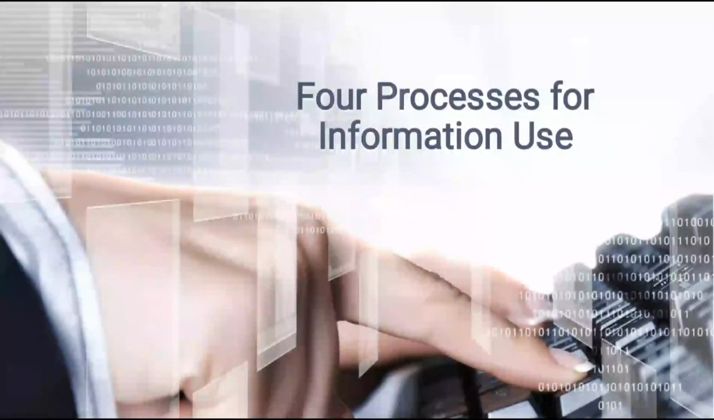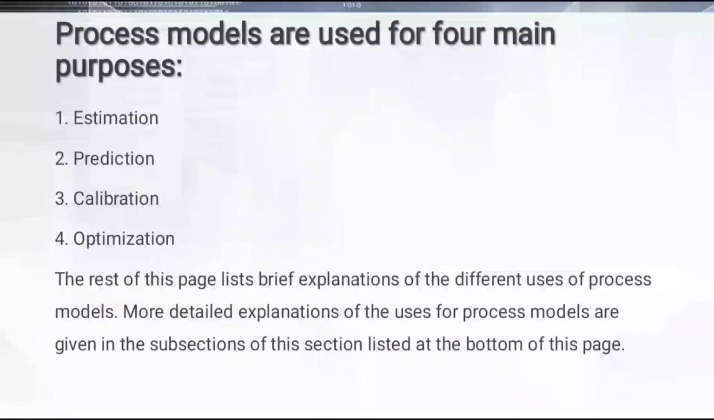Okay, so let us proceed to the four processes for information use. Okay, so the process models are used for four main purposes. First is the estimation, second prediction, third calibration, and the fourth is optimization. The rest of this page lists brief explanations of the different uses of process models. More detailed explanations of the uses for process models are given in the subsections of the section listed at the bottom of this page.